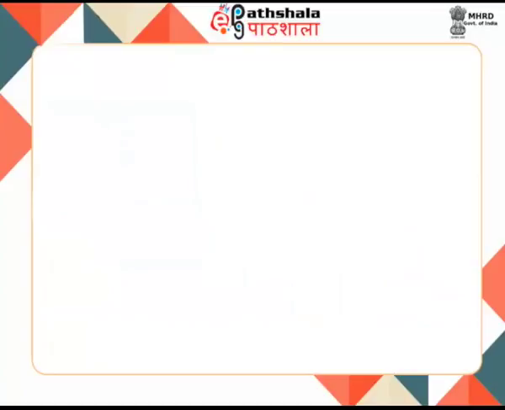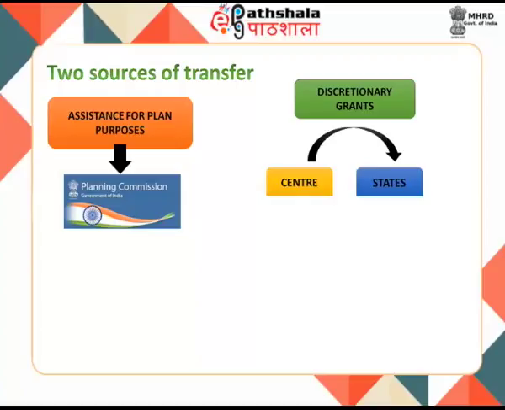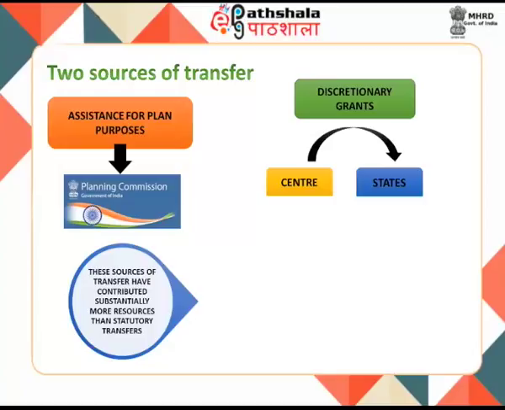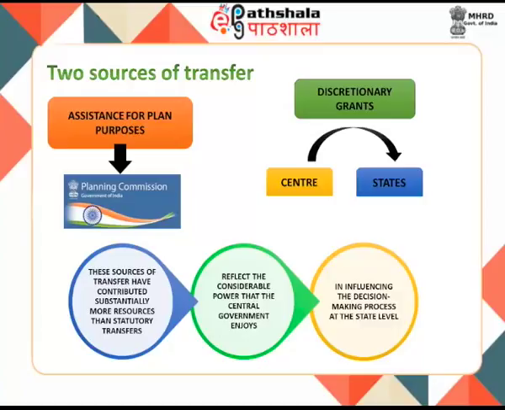In addition to transfer of resources from the center to the states, according to the recommendations of the Finance Commission, there are two other sources of transfer. One, assistance for plan purposes from the Planning Commission. Two, discretionary grants from the center to the states. These sources of transfer have contributed substantially more resources than statutory transfers, which are transfers through the Finance Commission, and reflect the considerable power that the central government enjoys in influencing the decision-making process at the state level.